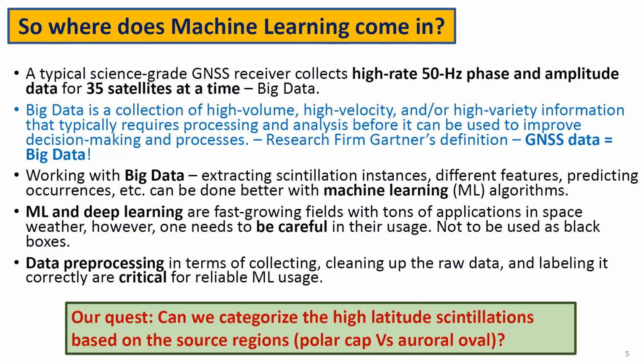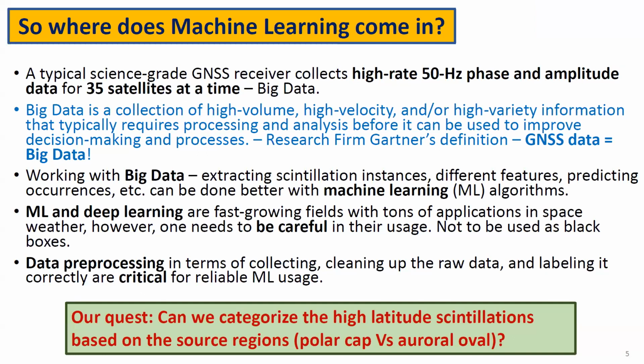So where is machine learning coming in? A typical science grade GPS receiver, GNSS receiver, collects high rate 50 hertz phase and amplitude data for 35 satellites at one time in the sky. By definition, big data is high volume, high velocity, high variety of information, and that qualifies GNSS data to be big data. Whenever we are working with big data, it is efficient and more convenient to explore machine learning algorithms, and that's where machine learning is coming in.